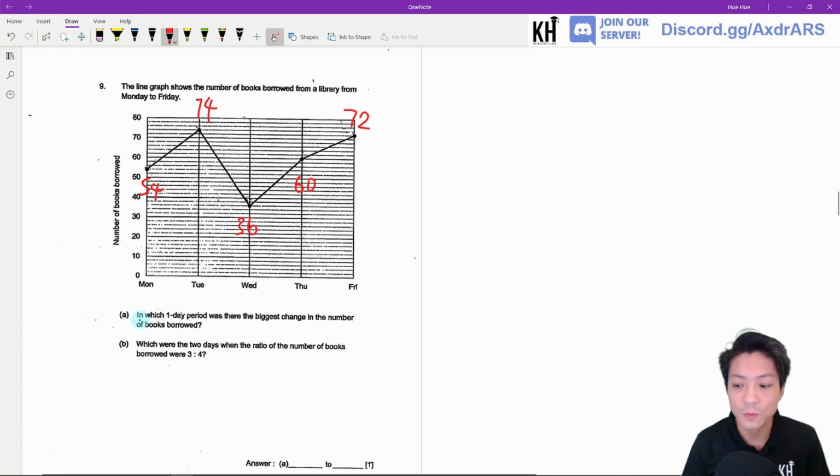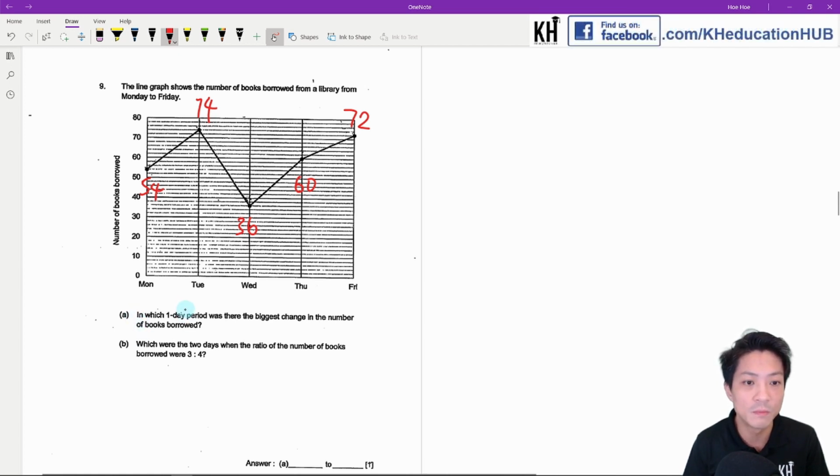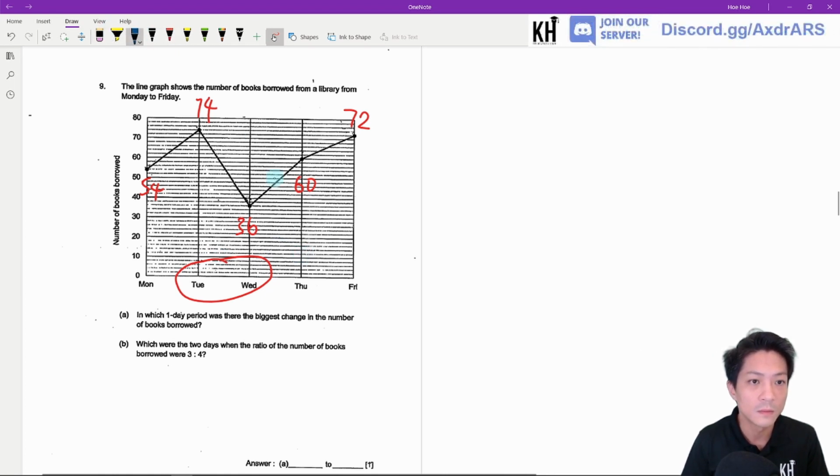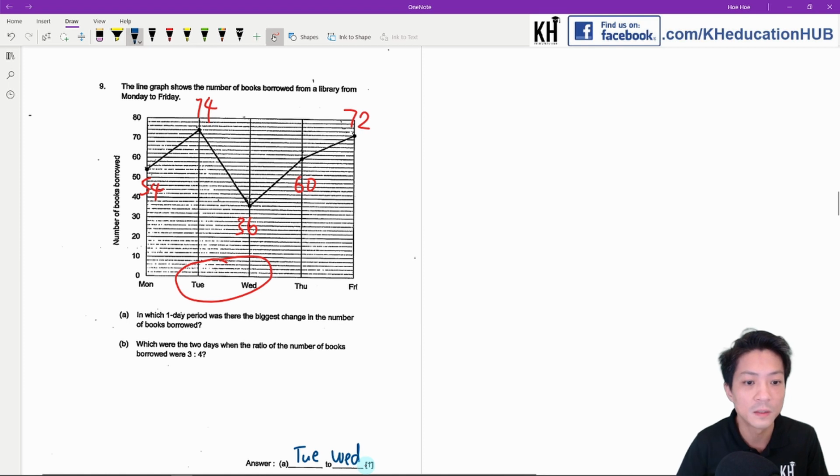Part A, which one day period was there the biggest change in the number of books borrowed? It's got to be these two. So for part A, it will be Tuesday to Wednesday.